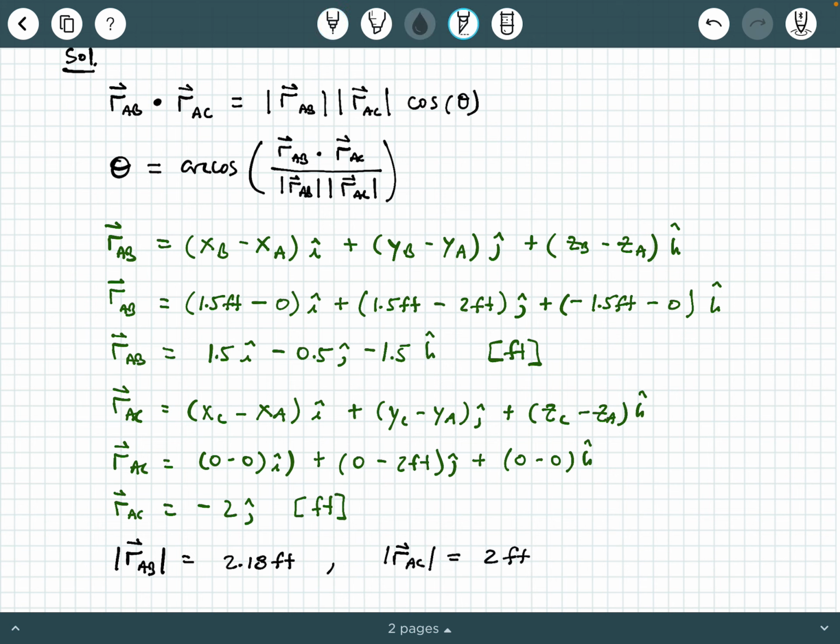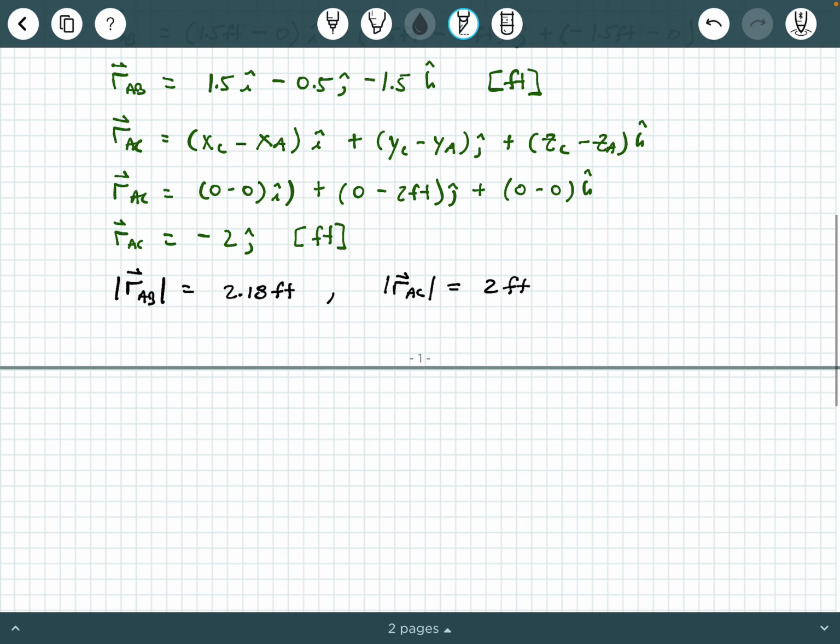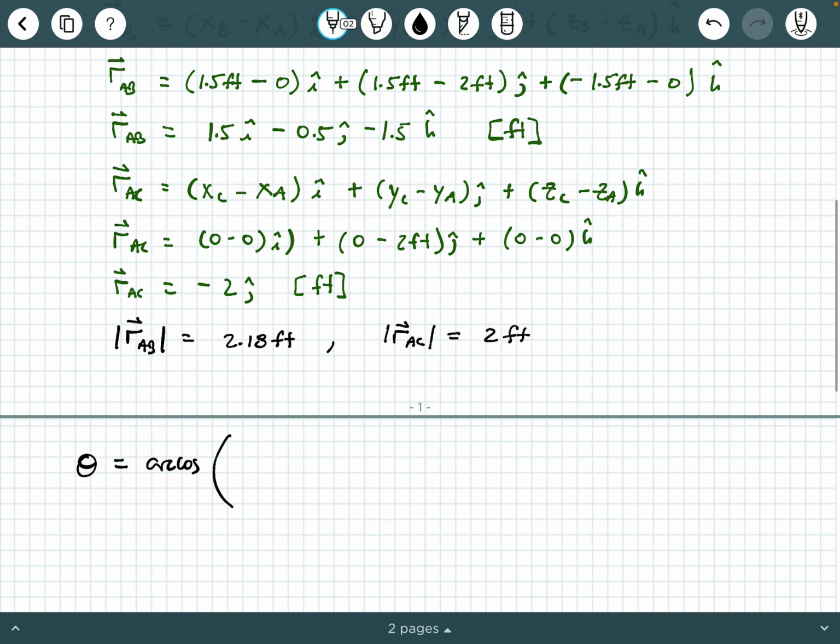How do I know that? Well, I square the negative 2 and it becomes positive 4, but then I take the square root of that, so I'm left with positive 2 feet. So those are my magnitudes that are going to go in this denominator. Now I need to execute the dot product here. Now, how does the left side of the dot product equation work? Well, you just directly multiply corresponding components. And so when I piece this all together, what is that going to look like? Well, I can say theta equals arc cosine of, and in that numerator, I'm going to multiply corresponding components of R_AB and R_AC down here.